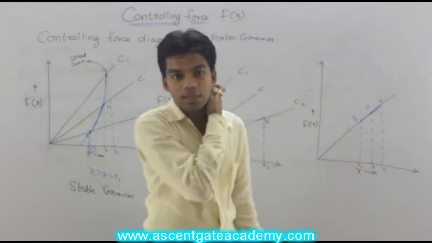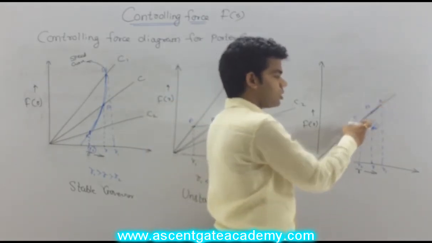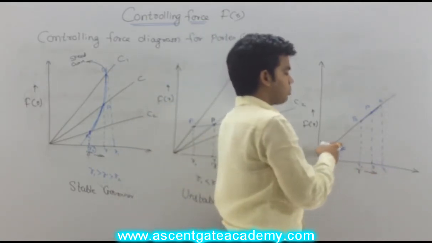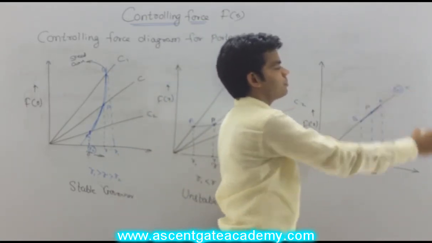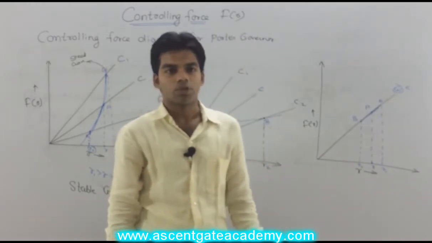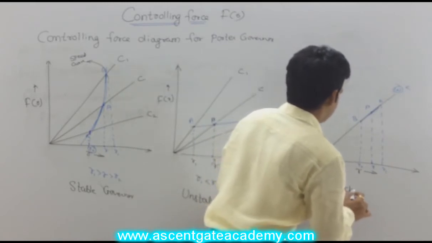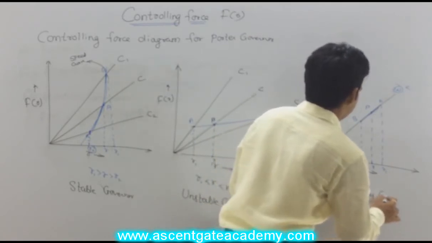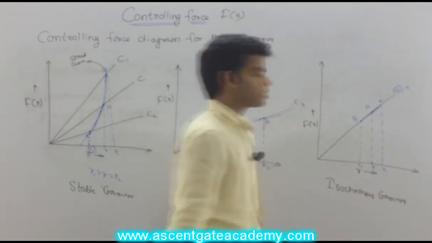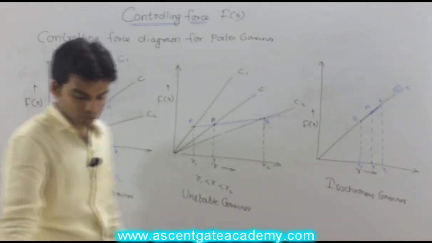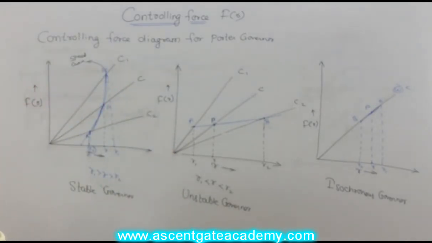So one thing you can see is that for different radii of rotation of the ball, for all radii of rotation of the ball, the speed remains the same. Getting this or not? Such a governor is known as an isochronous governor, in which the speed remains the same irrespective of the radius of rotation of the ball. Getting this or not? So this is the controlling force diagram for a Porter governor.